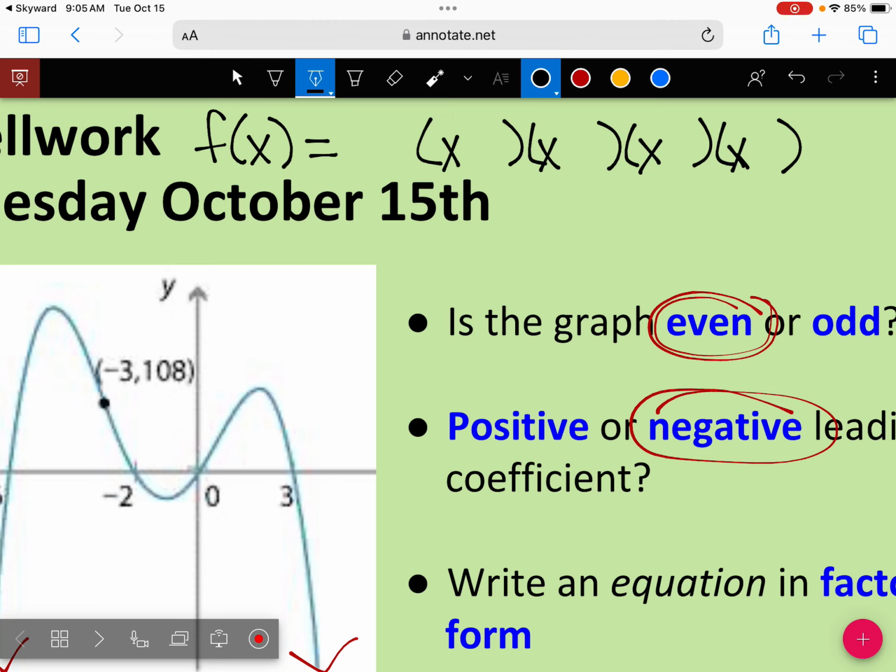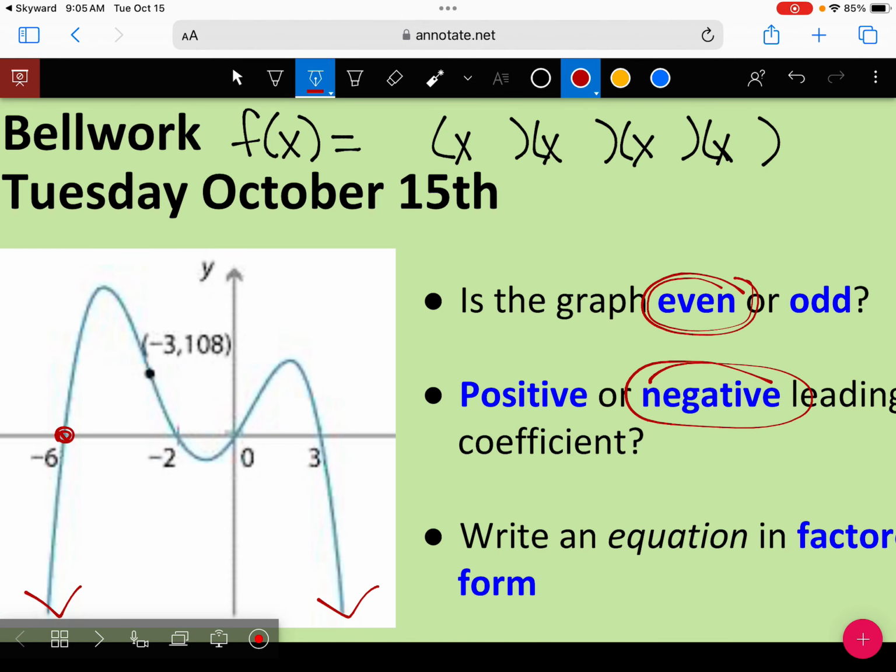All right, so the first time it crosses through at -6, so we're going to put a +6. You have to flip the sign. So put a +6 in the first one. The second time it crosses at a -2, so I'm going to put a +2.